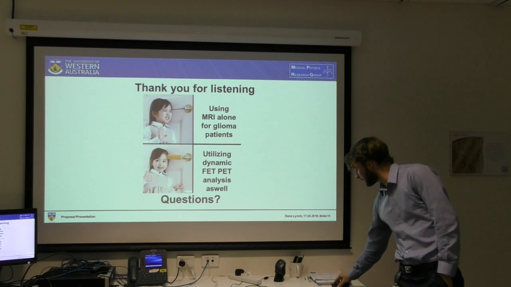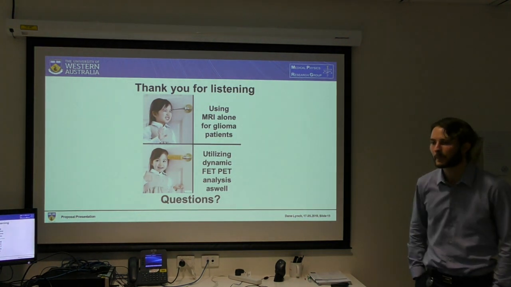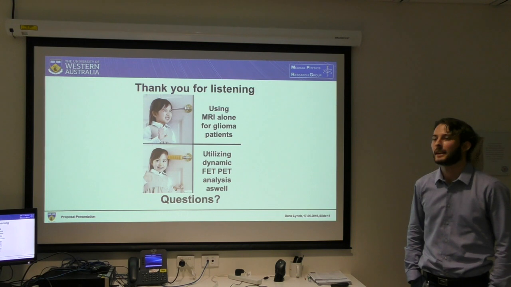So it's all about FET as the tracer, and the more common one to use is FDG, which is glucose. Why is FET better in this case?